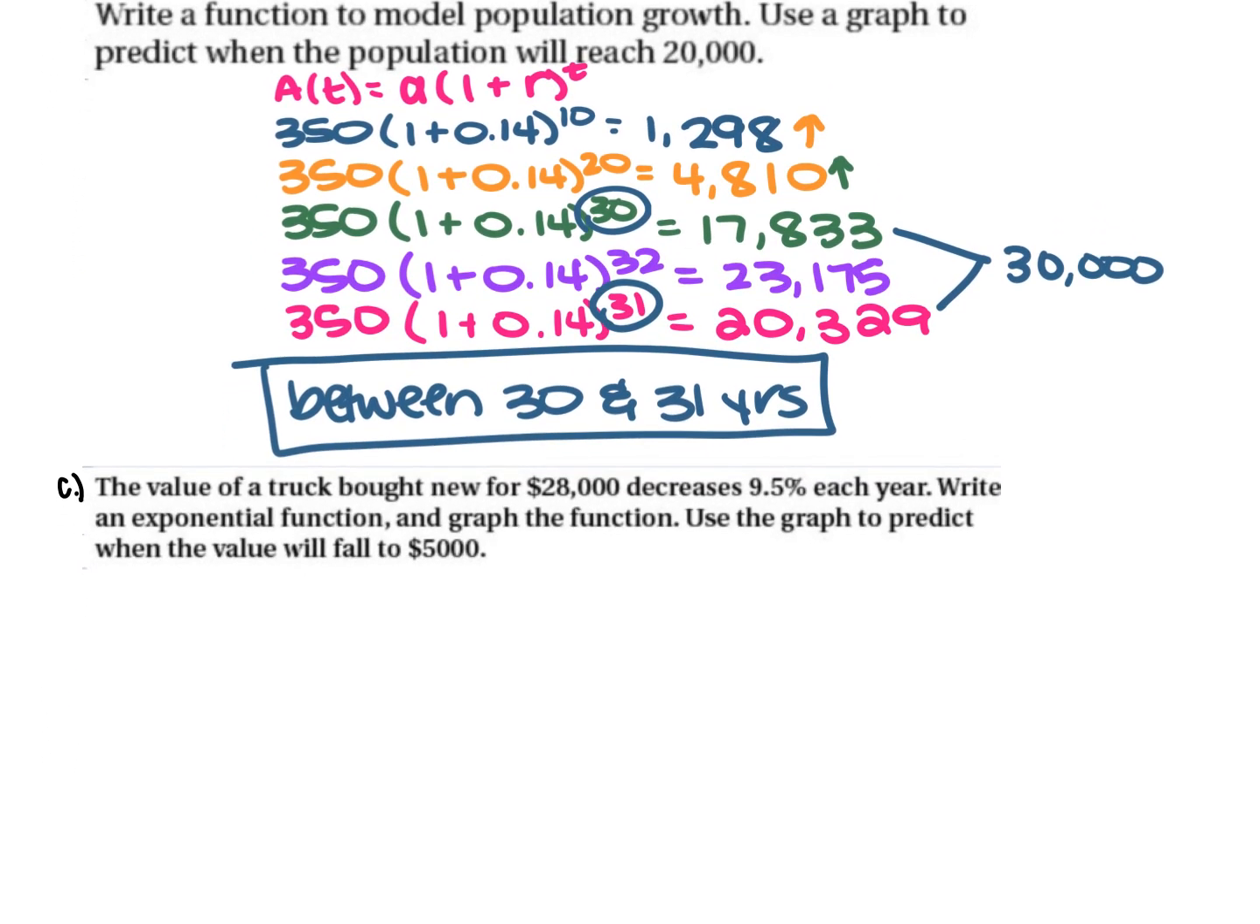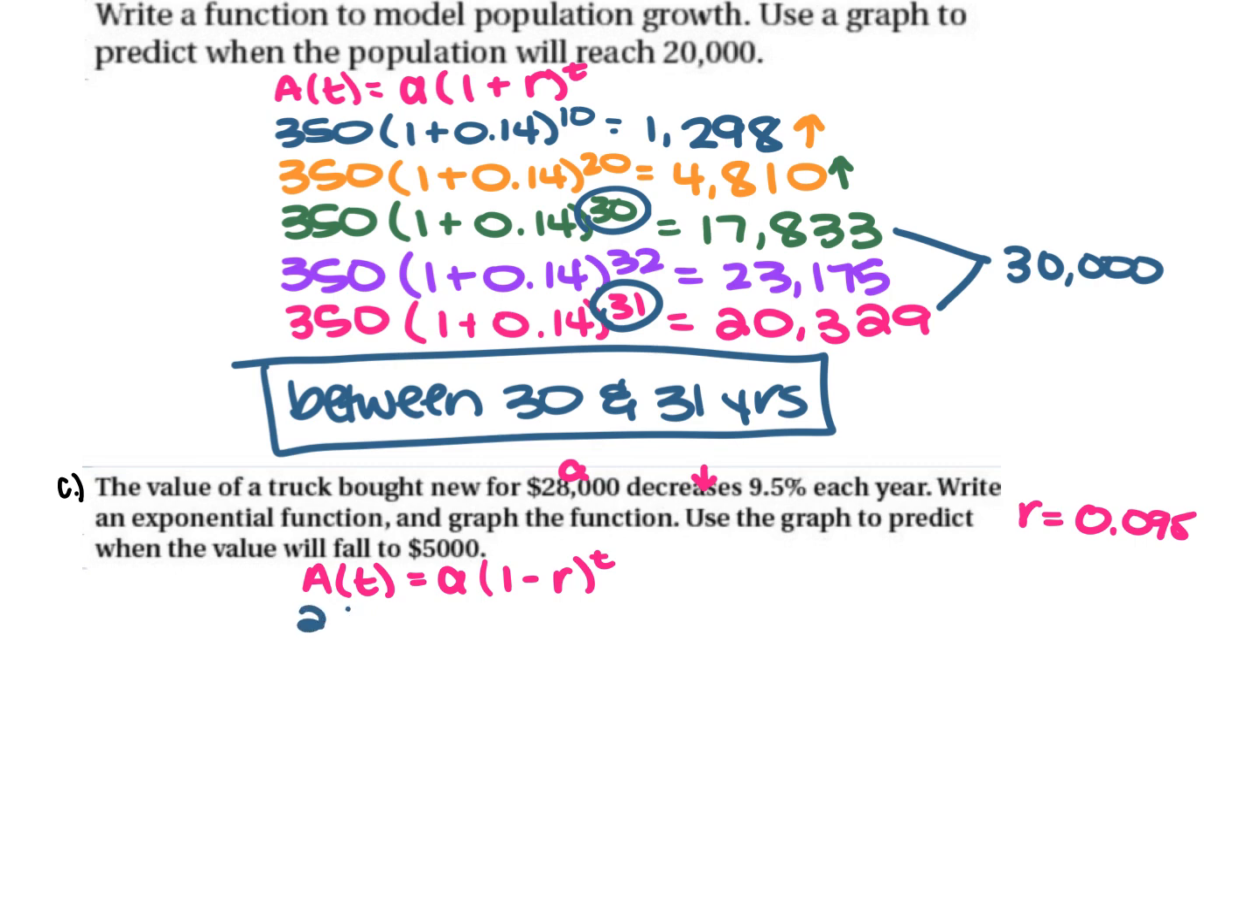For our last example, it tells us that the value of a truck bought new for $28,000 decreases by 9.5% each year. So that 28,000 is our A. Our rate is 0.095 because, again, we turn it into a decimal. This one is decreasing, so we're going to use subtraction on this. It tells us to find between what 2 years the value will fall to be 5,000. So we're going to use A of t is equal to A times 1 minus r to the power of t. Because, again, this is a decrease, so we're using subtraction.